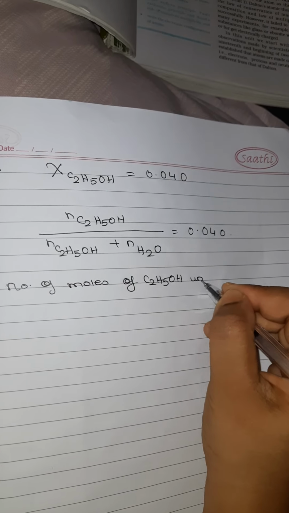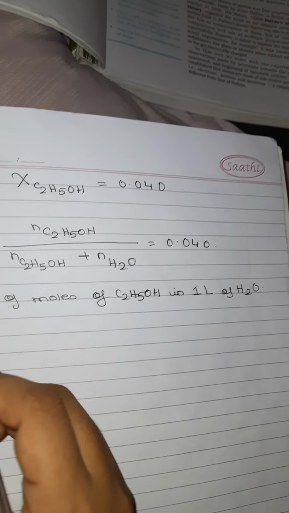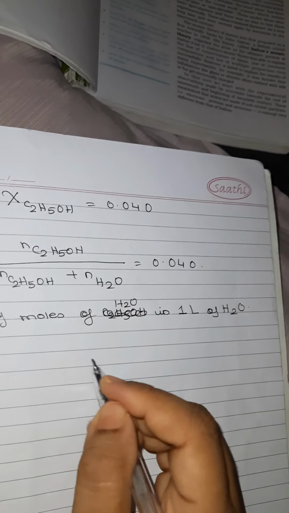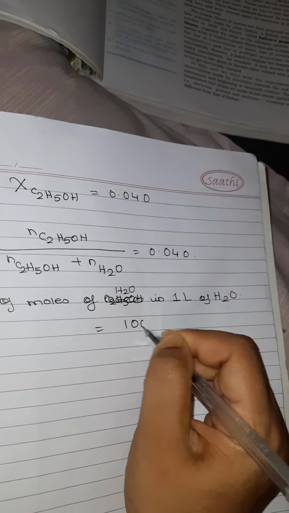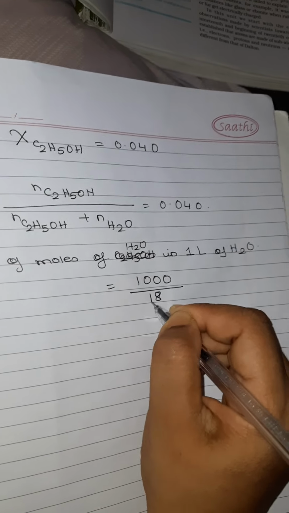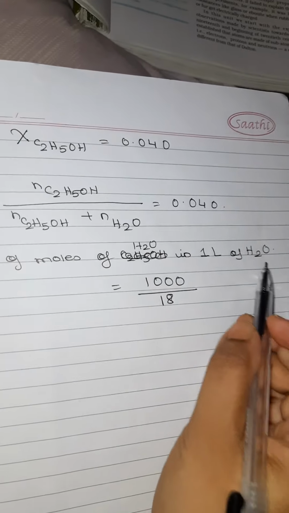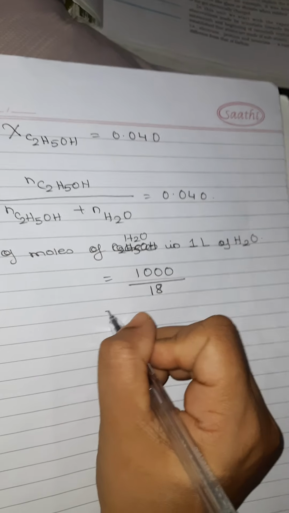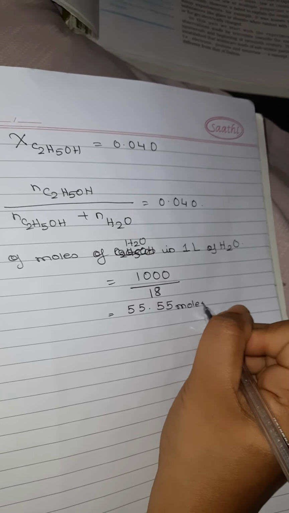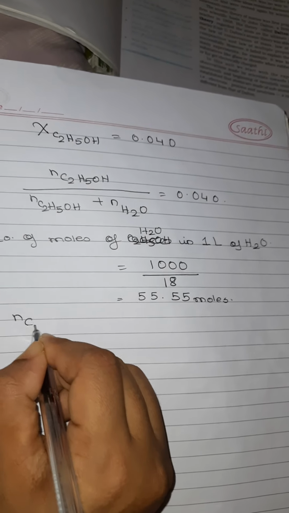So, number of moles of water in 1 liter of water will be what? 1 liter means 1000 grams of water, divided by the molecular mass of water. Weight by molecular mass. Molecular mass of water is 2 into 1 plus 16, 18. So, number of moles of water in 1 liter of water will be 1000 by 18, which is 55.55 moles. You can calculate in your calculator and check. It's 55.55 moles.